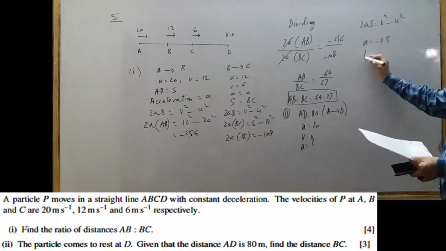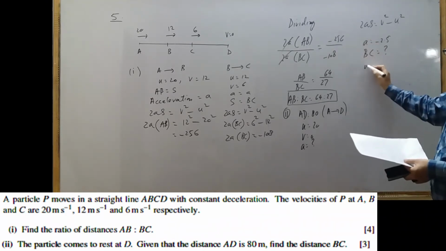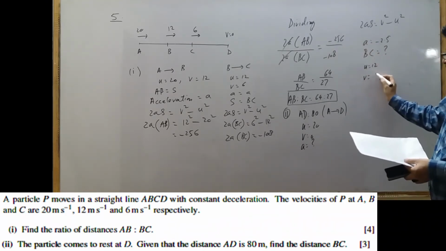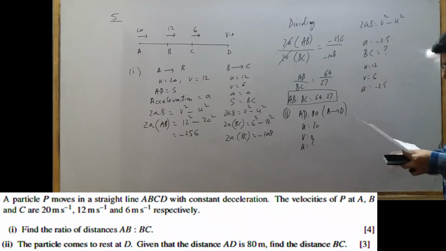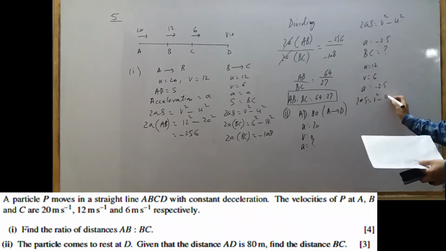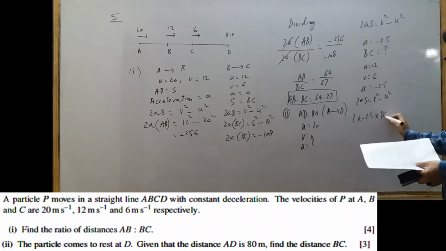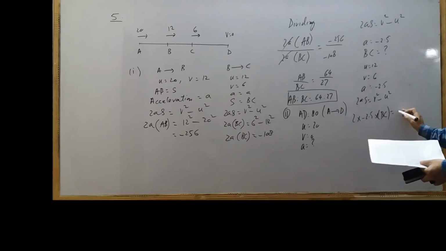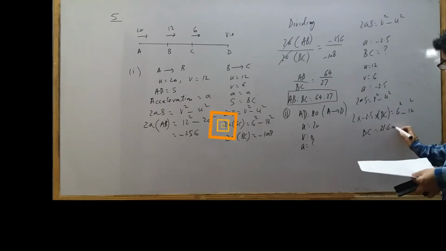Now we find the BC distance. For BC distance, again you have u is equal to 12, final velocity 6, acceleration is negative, which means the body is slowing down. Now you need this distance. Again applying the same formula, 2as is equal to v square minus u square. Putting the values, 2 into minus 2.5 into distance s, meaning BC, is equal to v square, meaning 6 square, then minus 12 square. You simplify it, you will get the answer 21.6 meter.